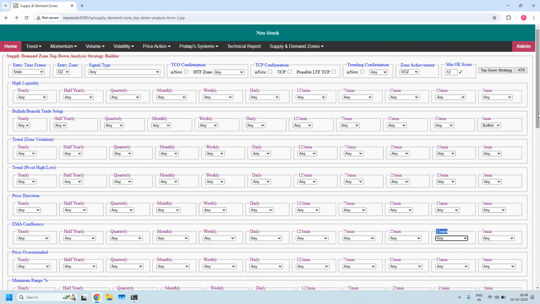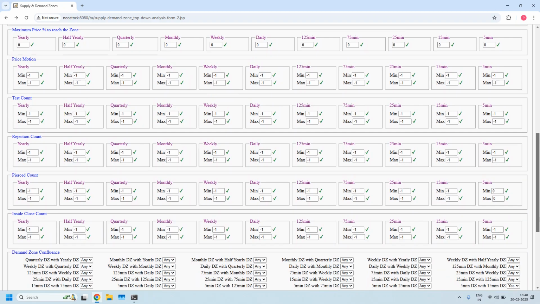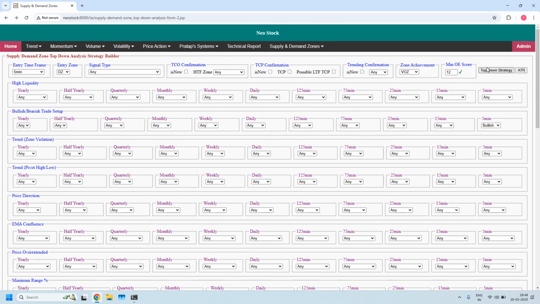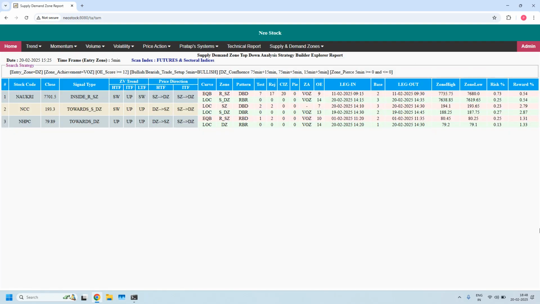I removed the EMA filter. In the demand zone confluence, we already set the first filter. Next, 5 minutes demand zone with 75 minutes demand zone confluence. And the third filter, 15 minutes demand zone with 75 minutes demand zone confluence. With all three filters enabled, LTF, ITF, HTF demand zone confluence, we got 3 stocks.